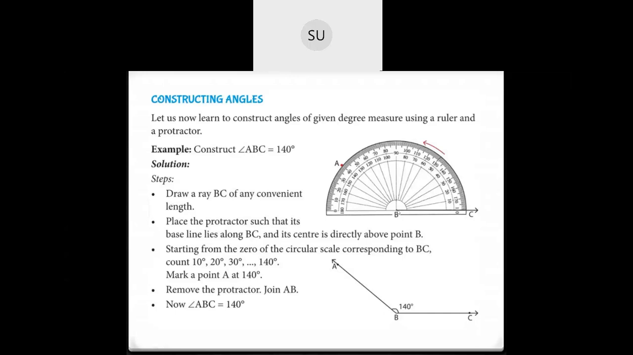Now you'll mark a point here at 140 degrees. Then you move the protractor and join the point A to B. So you'll get an angle like this. This will be angle ABC, which is 140 degrees. This is how you construct angles. We'll see a video on how to construct angles and measure angles now.